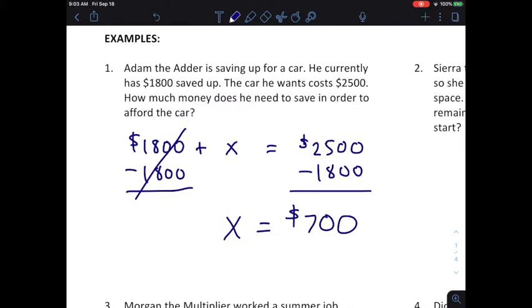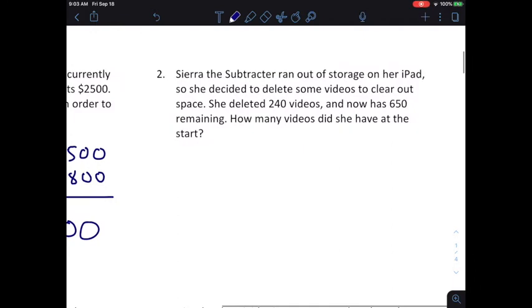Okay, let's look at another one. In the next problem, we have Sierra the subtractor. She ran out of storage on her iPad, so she decided to delete some videos to clear out space. She deleted 240 videos and now has 650 remaining. How many videos did she have at the start?